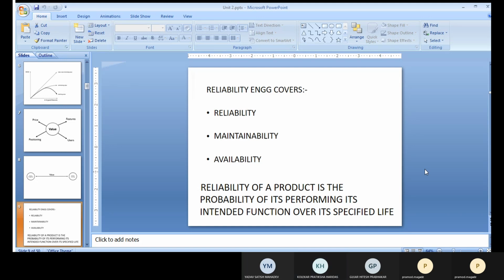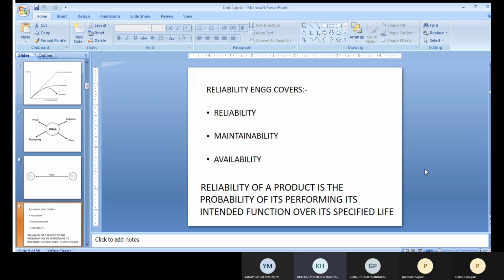Reliability is nothing but the ability of a product to perform its function for a particular period of time. That is what is called reliability. Yes, so it will perform its intended function for a specific period of time. For example, in the case of a two wheeler, generally the life is 15 years, correct? So beyond 15 years if we keep using it, it will not perform very well.